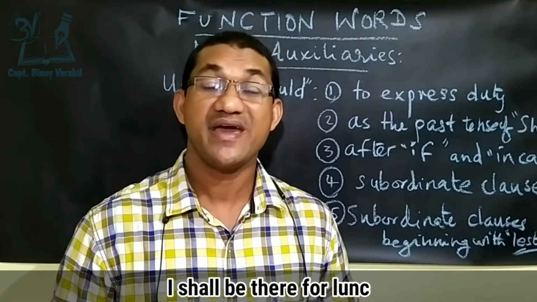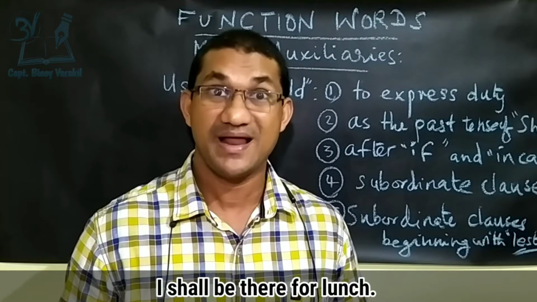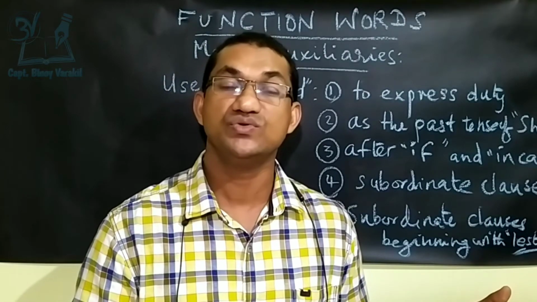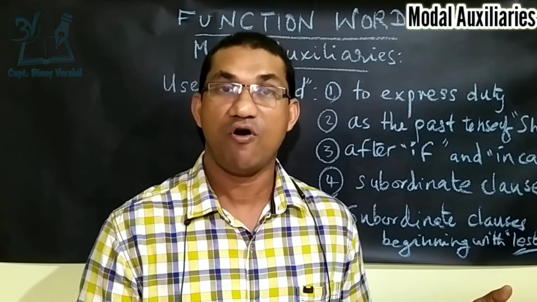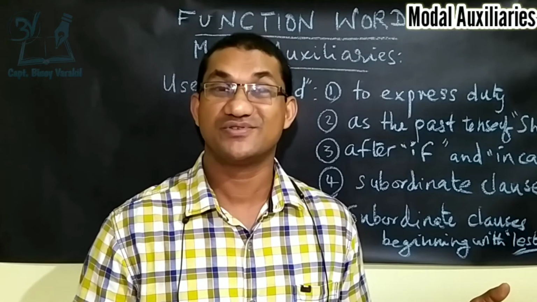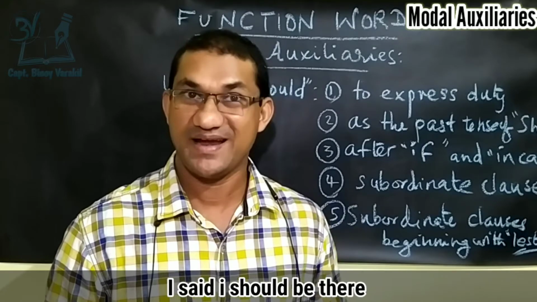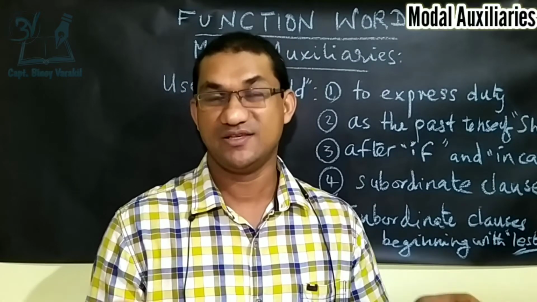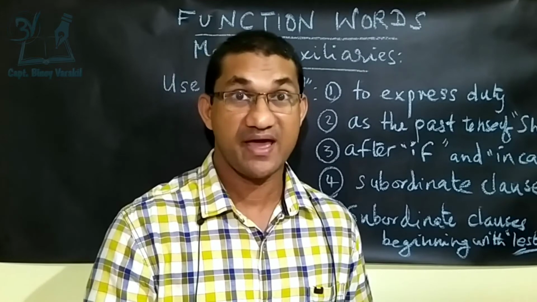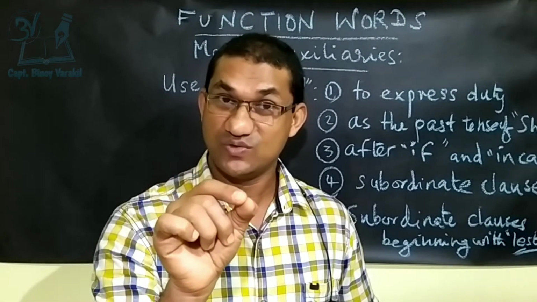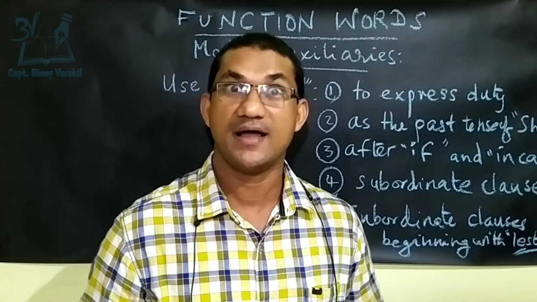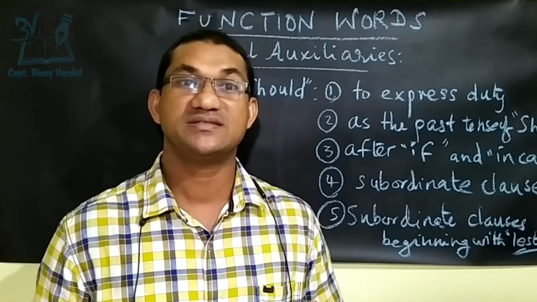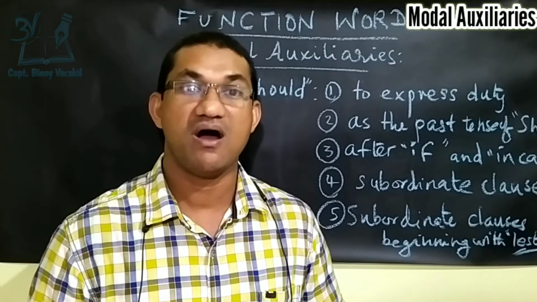We say, I shall be there for lunch. While changing this sentence, I shall be there for lunch, we have to use the past tense form of shall, and that will be should. And we say, I said I should be there for lunch. In this sentence, we have used the past tense form of shall, that is should, and this is the second use of the modal auxiliary should, that is, should is used as the past tense form of shall in reported speech.